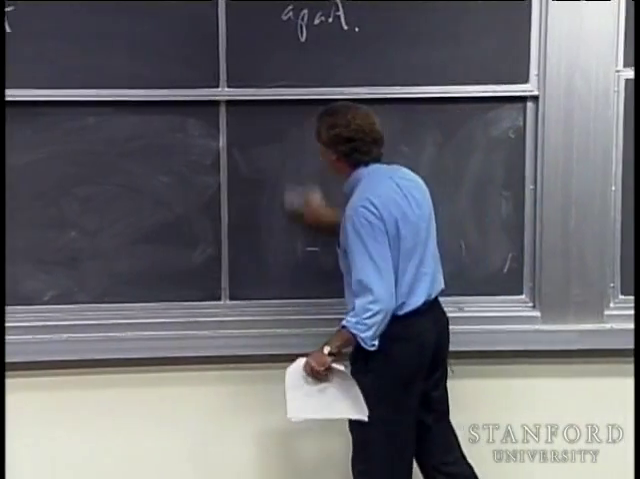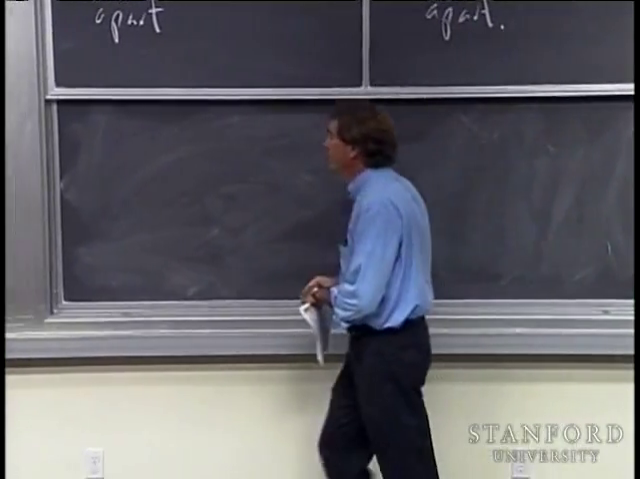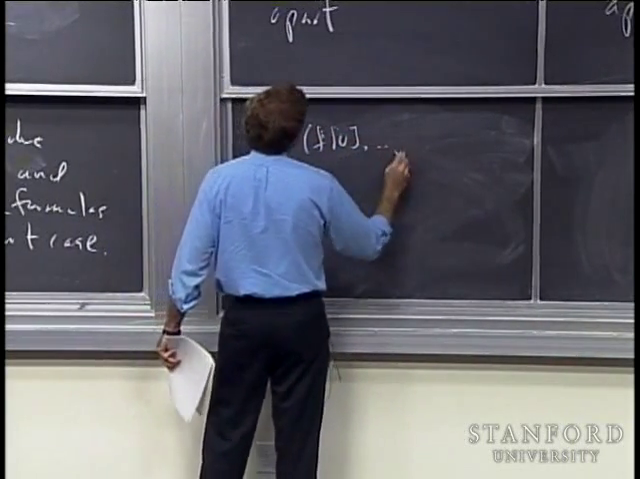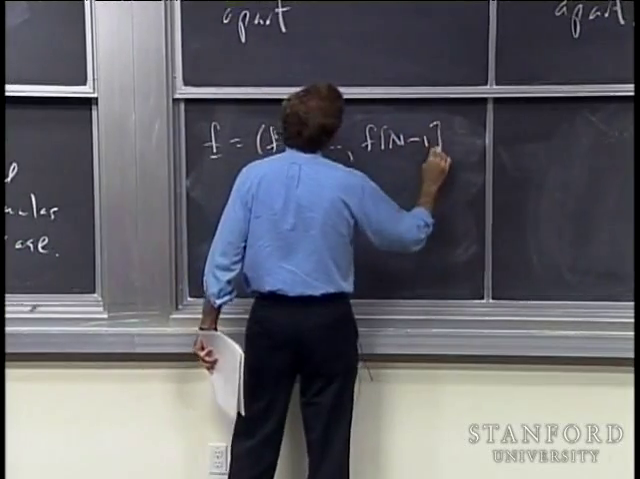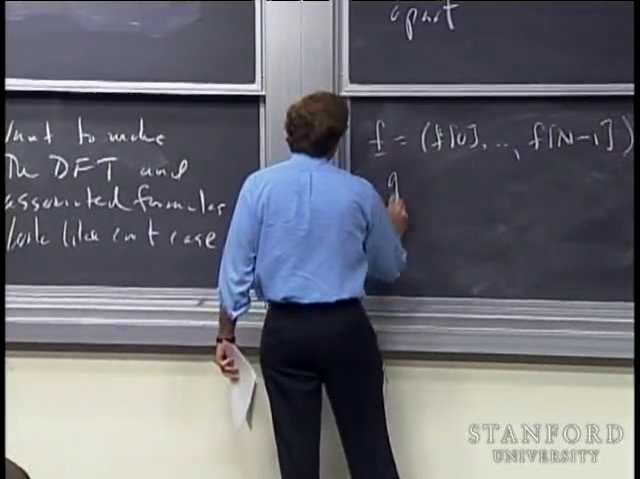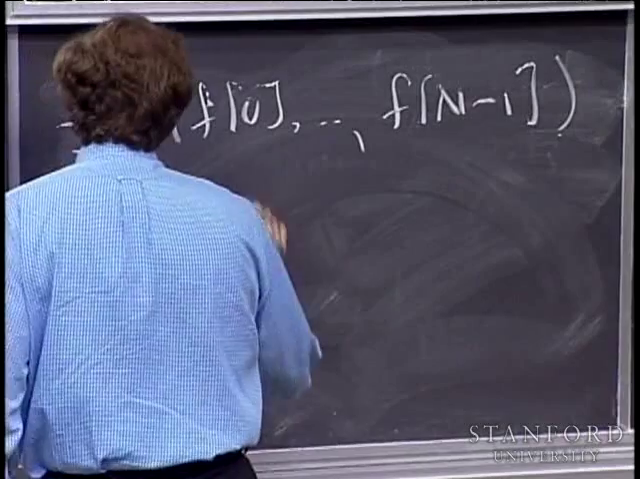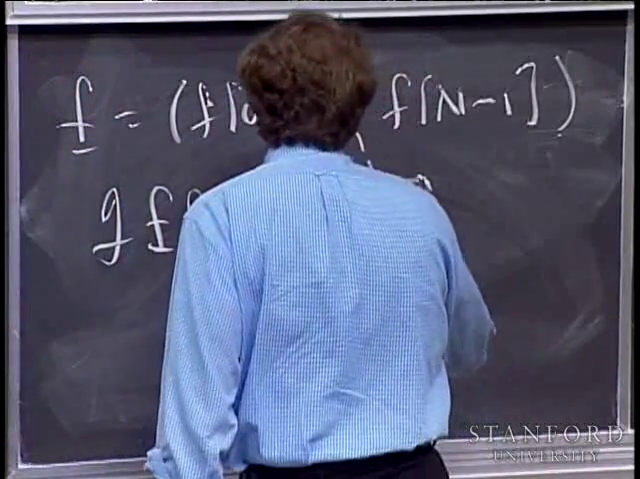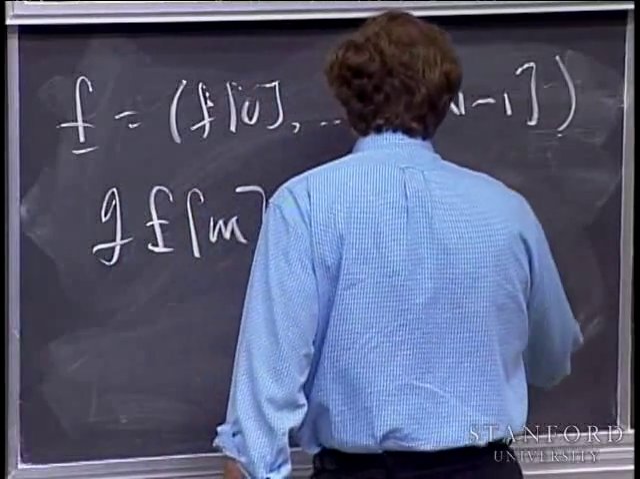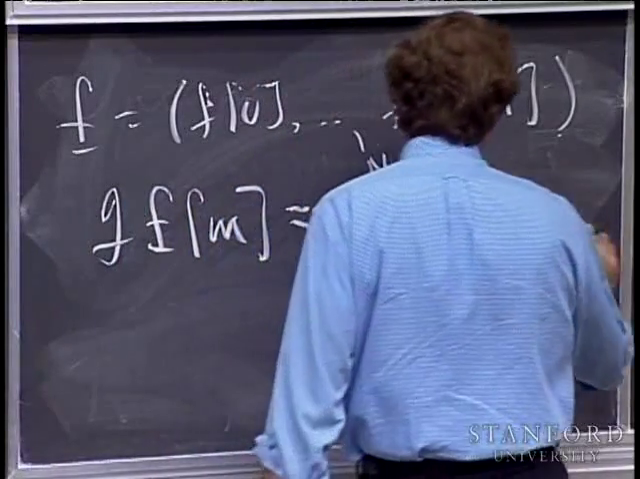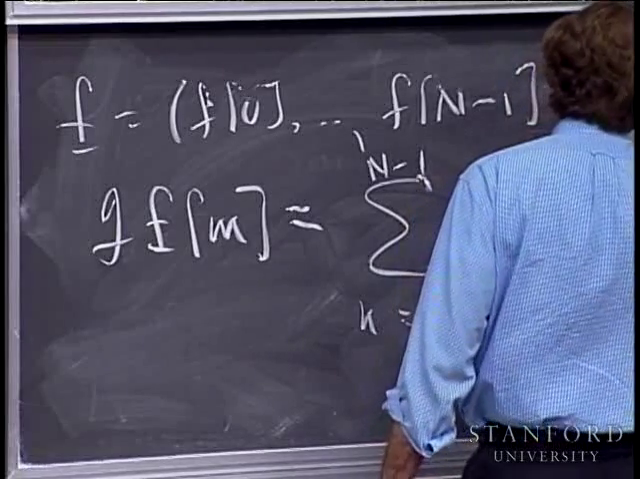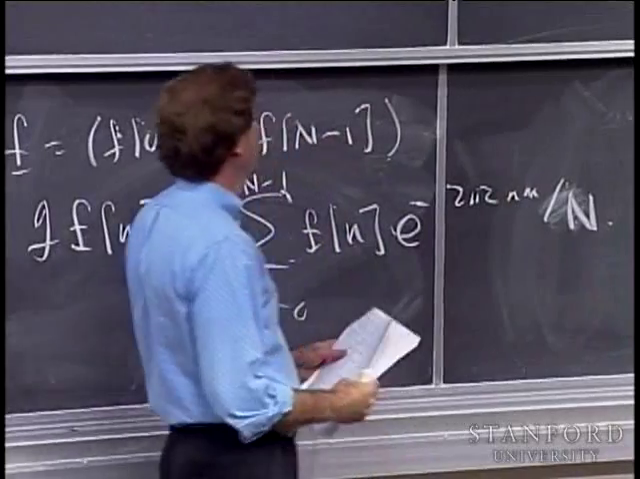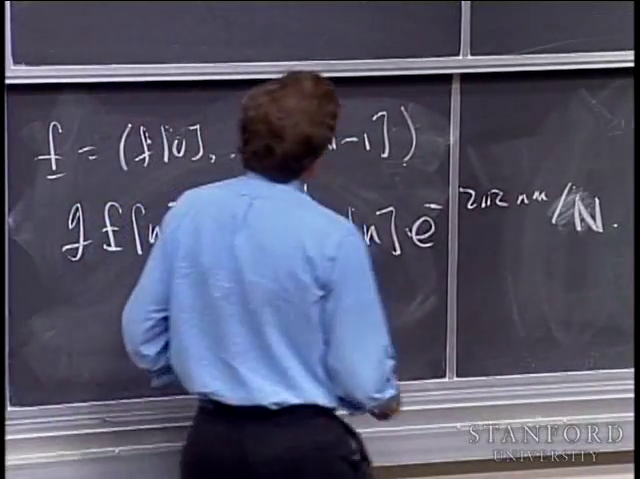All right, so let me write down the formula one more time. So again, f is a discrete signal, f0 up to fN minus 1. And its Fourier transform is another discrete signal whose mth component is given by this formula. Sum from n equals 0 to N minus 1, the nth component of f, little f, times e to the minus 2 pi i nm over N. That's a 2 pi i.